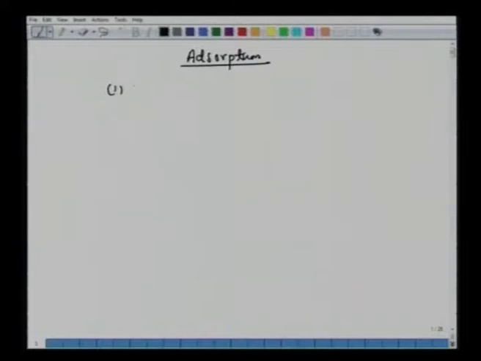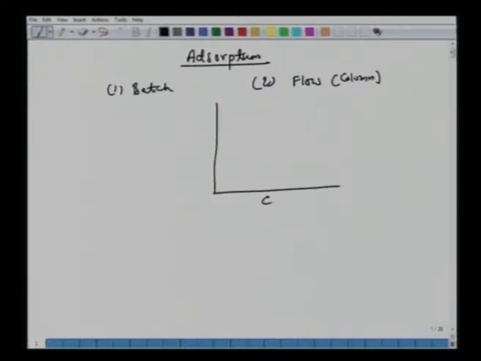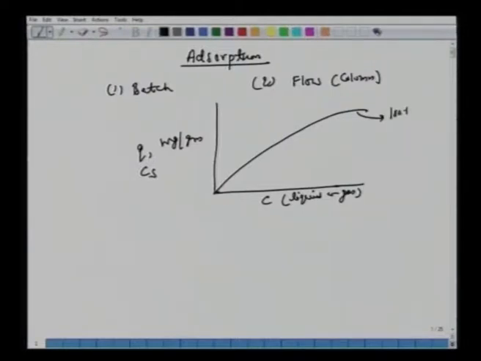We say either we do the batch experiment or we do this flow experiment, or what we call the column experiment. We should get the same result here, given these concentrations in the solutions, liquid or gas phase. What is the loading here? Milligram per gram, we denote it by Q or CS. So we have some kind of equilibrium curve which we call an isotherm. So in case of the batch experiment, this would be, say, C final.